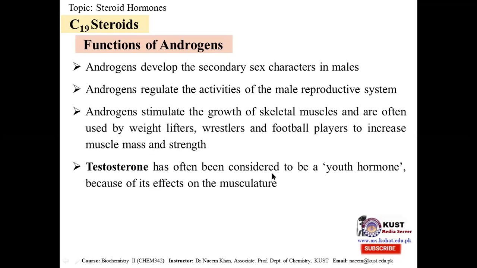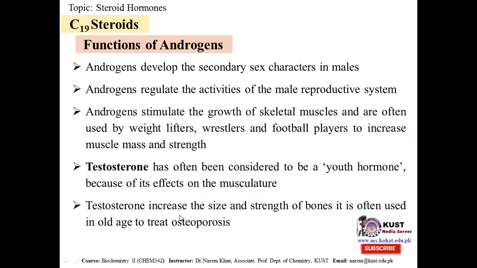Testosterone has often been considered a youth hormone because of its effects on the musculature. It is used to increase muscle weight and strength. This is considered the youth use, and that is why testosterone is considered the youth hormone as well. Testosterone increases the size and strength of bone, and it is often used in old age to treat osteoporosis. Actually, the loss of calcium, that is the depletion of bone, is called osteoporosis, and testosterone maintains, increases, and strengthens the bones, and that is why it is used to treat osteoporosis in old age.